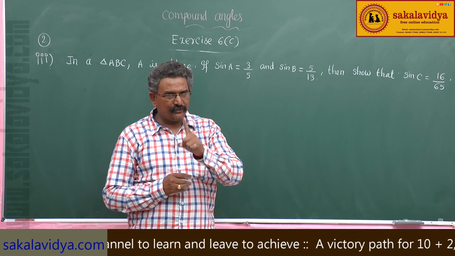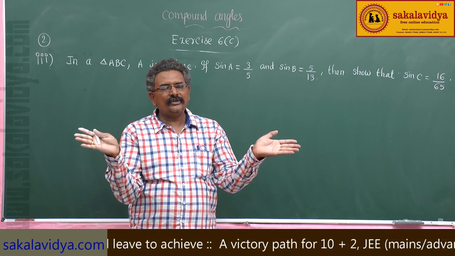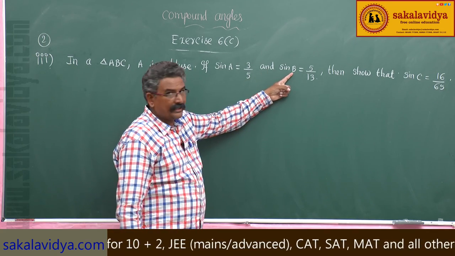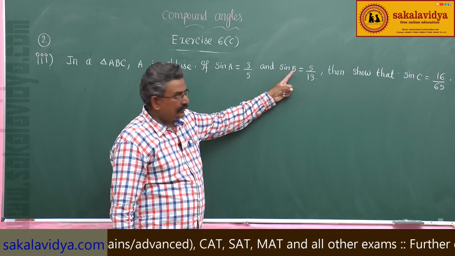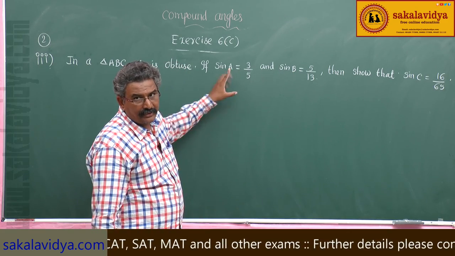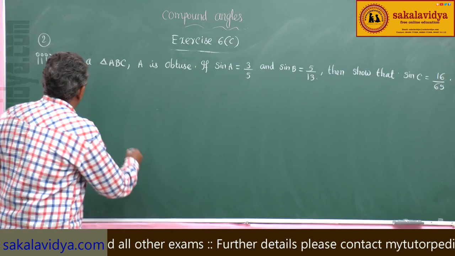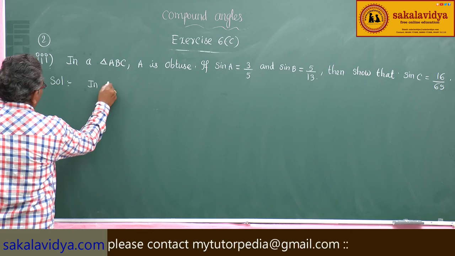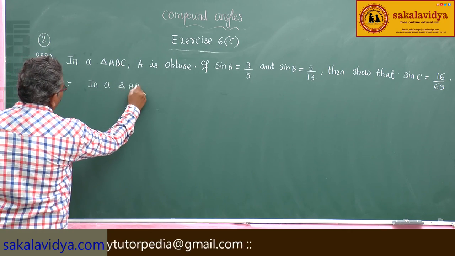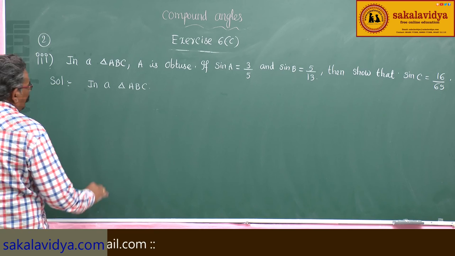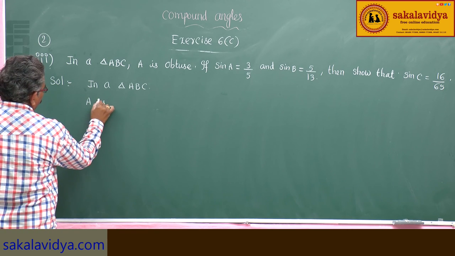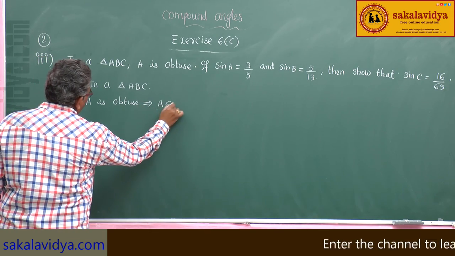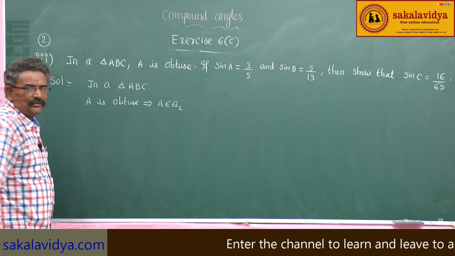If one of the angles is obtuse, the other two angles are obviously acute only. So that means B becomes an acute angle. So B lies in the first quadrant, whereas angle A lies in the second quadrant as per the given data. So that means now here is the solution. In a triangle ABC, here A is obtuse. That implies A belongs to the second quadrant.